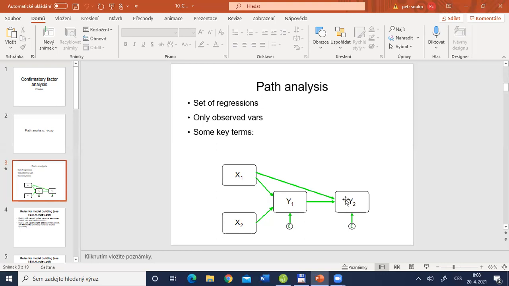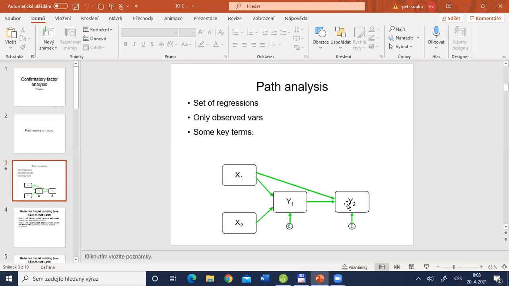And the last recap from the previous lecture says that in path analysis we can distinguish direct effects and also indirect effects. And if I sum up direct effect and indirect effect, I would get total effect. So that's all about path analysis.